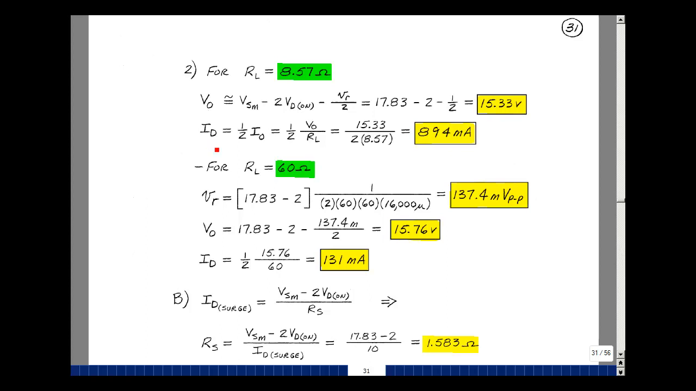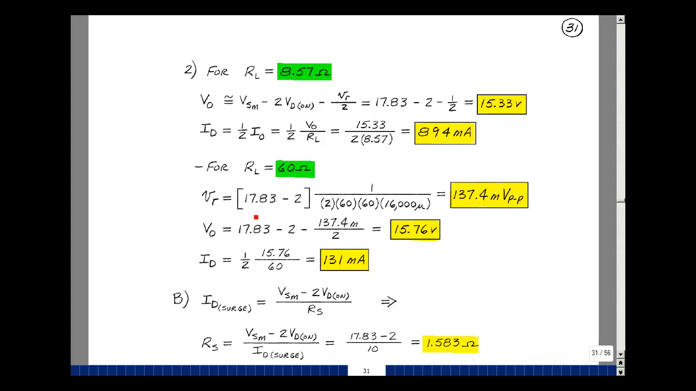The average diode current is half the average output current, which would be the output voltage DC divided by R sub L, 15.33 divided by 8.57, about 894 milliamps. Let's also calculate the same results but with a load of 60 ohms. We need to calculate the ripple.